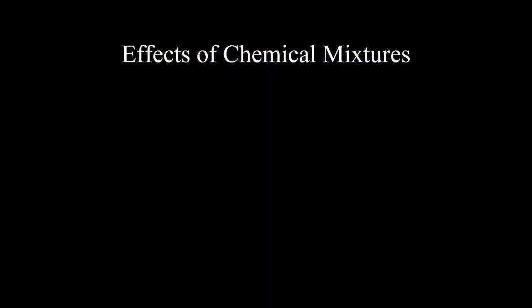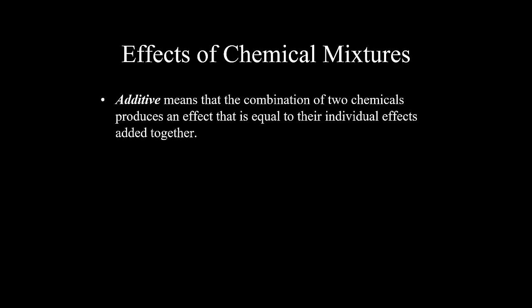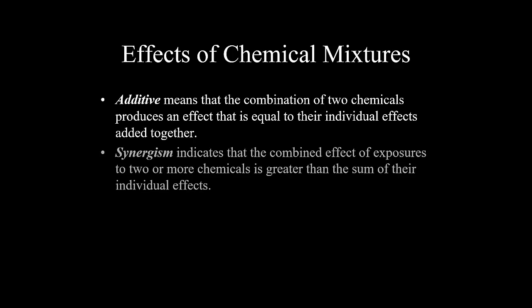One of the things that can impact the effect of a toxic substance is the chemical mixture. Here are some examples and definitions. Additive means that the combination of two chemicals produces an effect that's equal to their individual effects added together. Synergism indicates that the combined effect of exposure to two or more chemicals is greater than the sum of their individual effects. So when two chemicals are together, the impact is greater than each one separately.